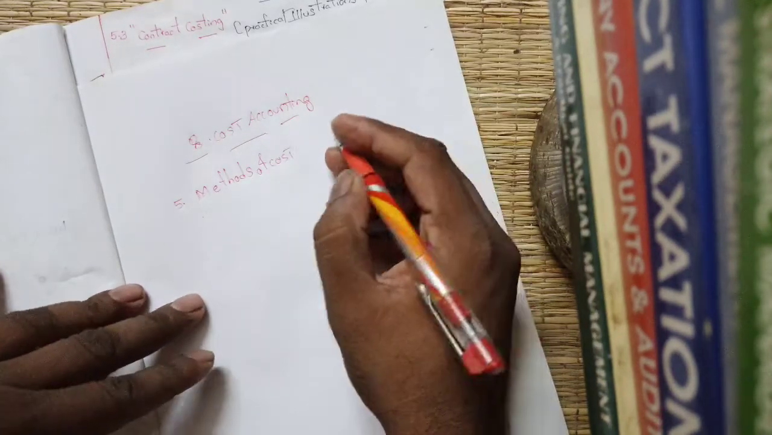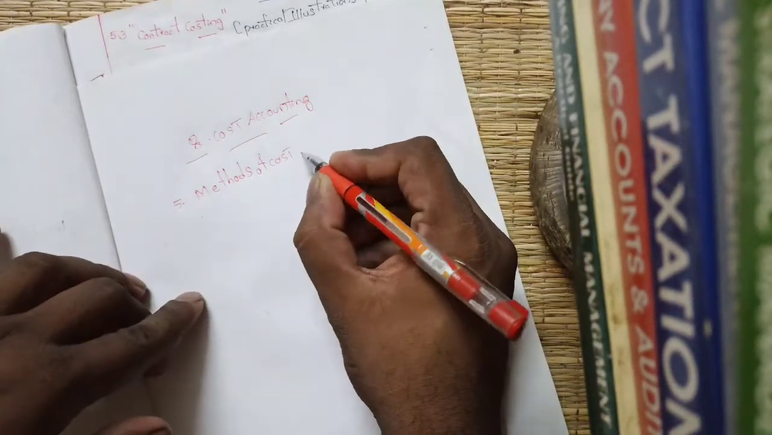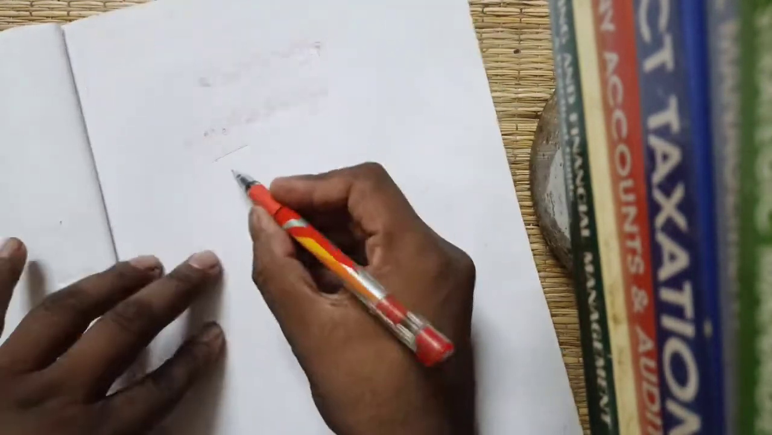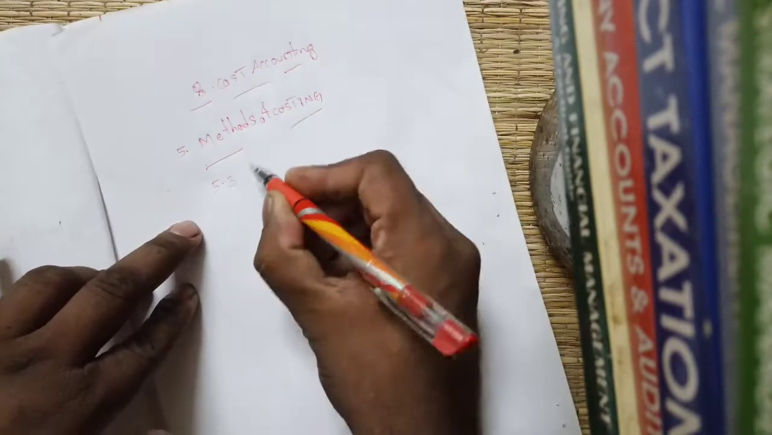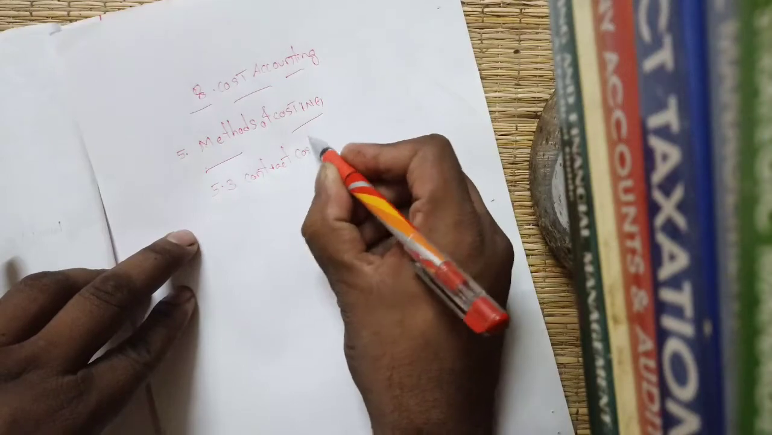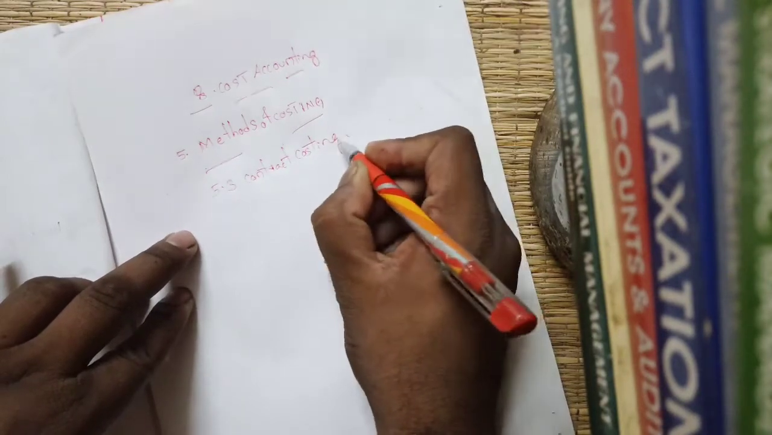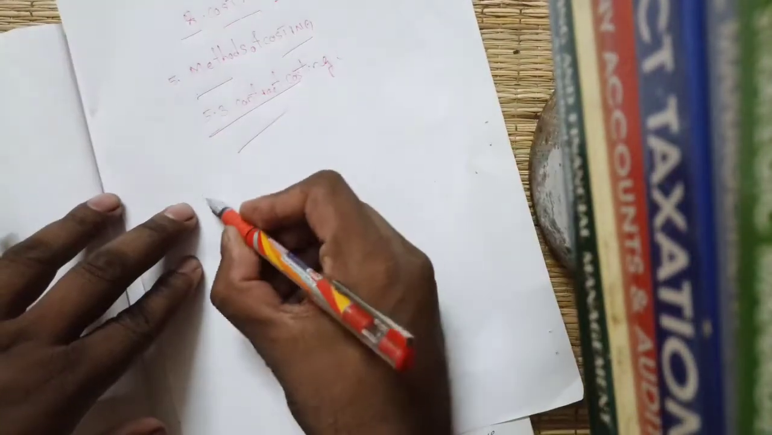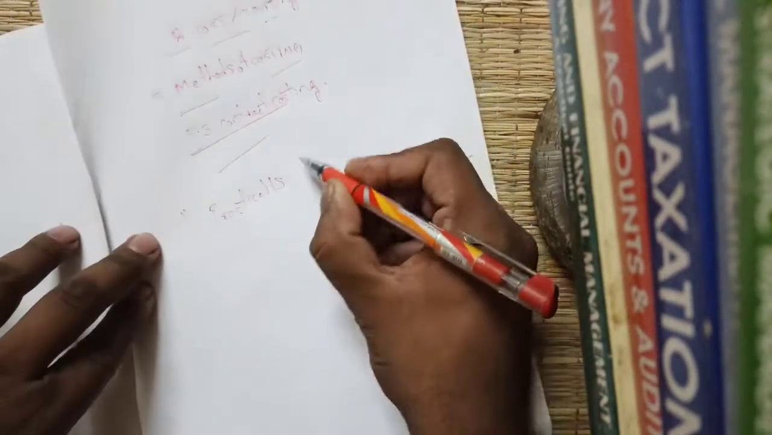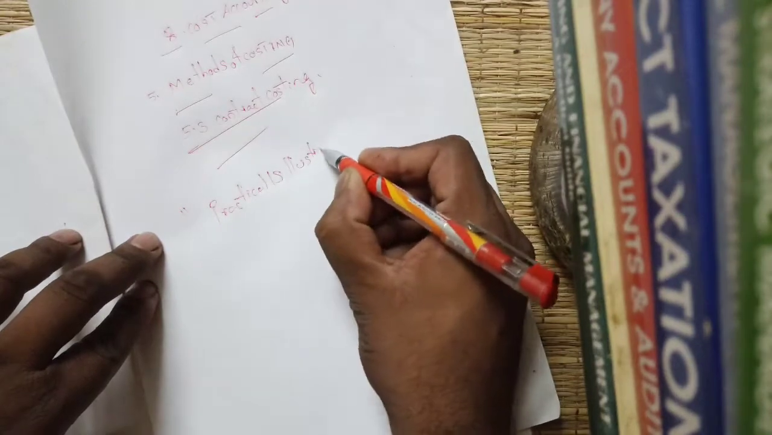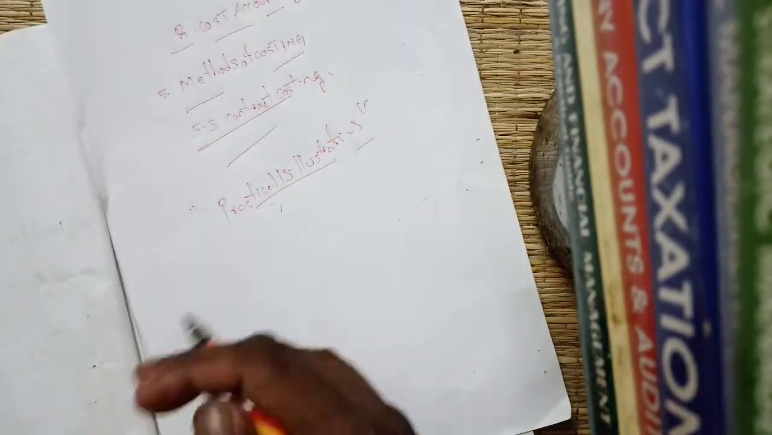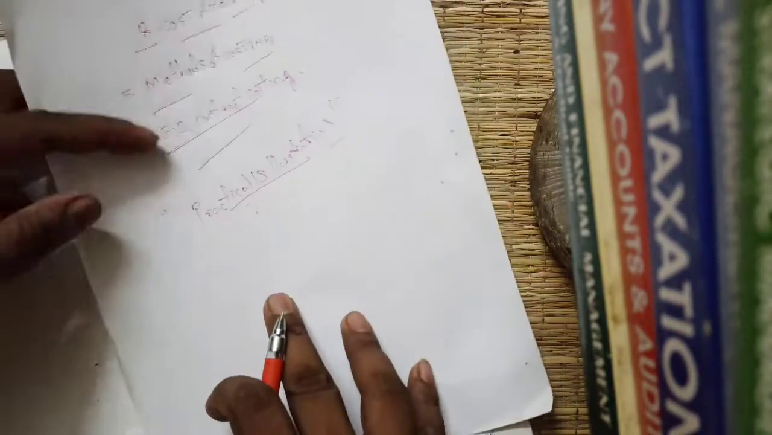So methods of costing we have discussed in this particular video, that is topic number 5.3, contract costing. In this video I will discuss practical illustrations, all institute practical illustrations with answers. So no further delay, let's jump into the topic.